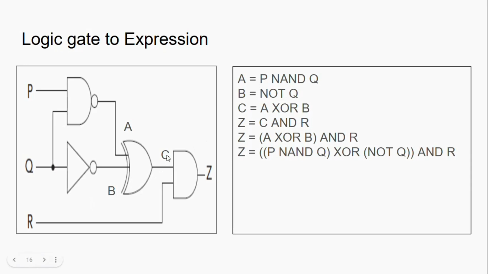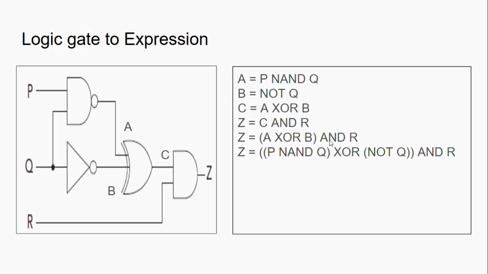After that evaluate C. C is equal to A XOR B. After that evaluate Z. Z is equal to C and R. And what is the elaborative expression for the C? C is A XOR B.